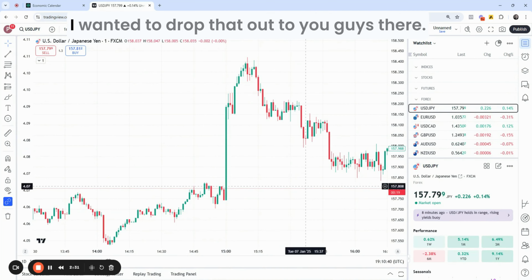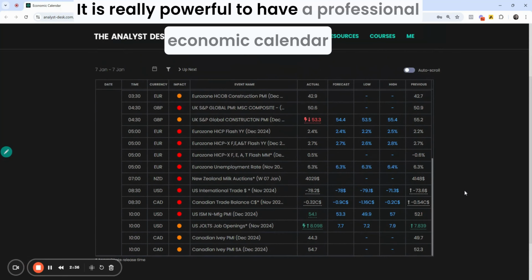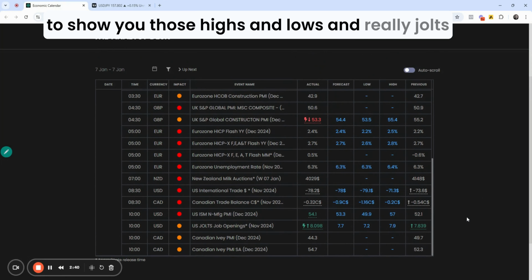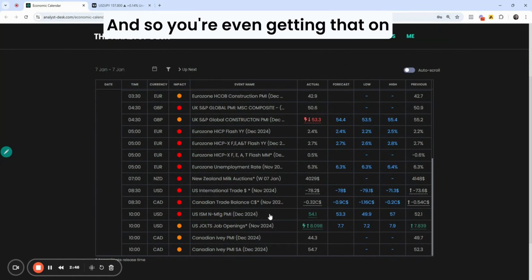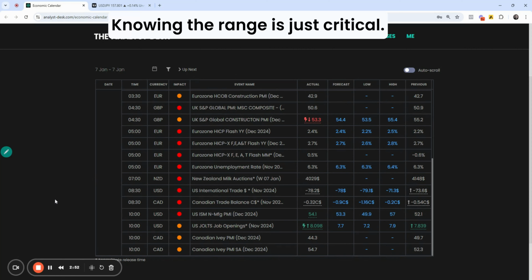I wanted to drop that out to you guys. It is really powerful to have a professional economic calendar to show you those highs and lows. And really, JOLTS is kind of a second tier type of release. And so you're even getting that on a second tier type of release. Big releases, CPI, non-farm payroll, that sort of thing. Knowing the range is just critical.